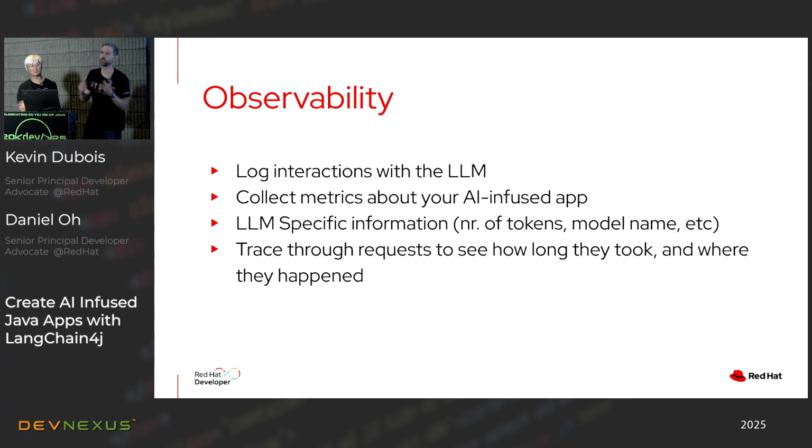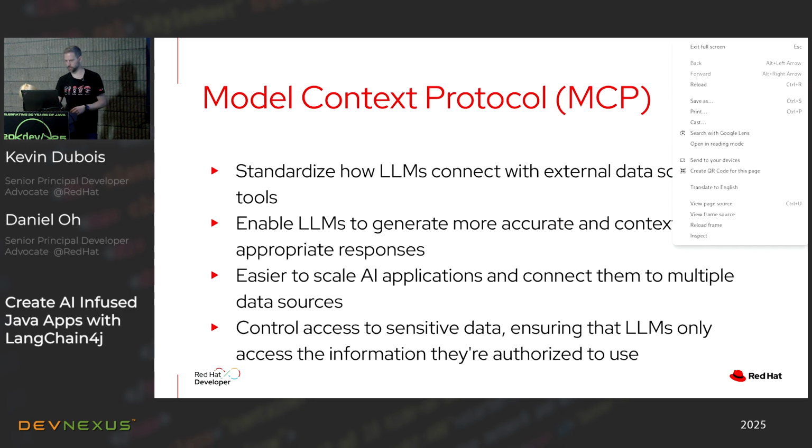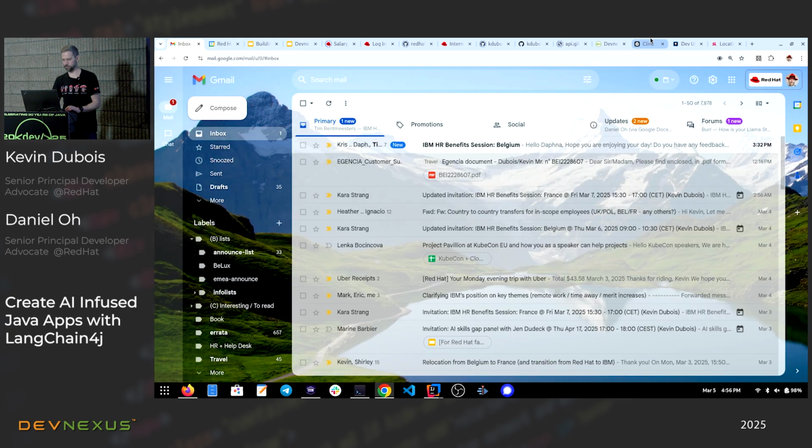Of course, we need observability to see how to interact with what the model is doing, how it interacted. So you can add just your basic extensions like OpenTelemetry, Micrometer. Oh, wow.